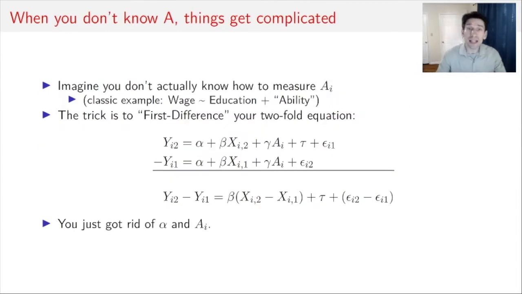Okay, so all of that is well and good, but imagine now for a second that you don't actually know how to measure a. Instead of something like gender, which we can see and measure, let's have it be something like ability. So this is again a classic example, a regression of wage on someone's education plus their innate abilities. Well, the problem is we don't really know this. So we can't really see ability, but we know that it is important in this equation. Because if we don't control for it, our beta will be biased.